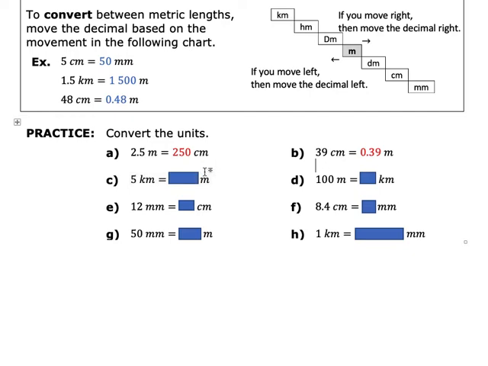C, 5 kilometers is how many meters? 5 kilometers, how many meters? 1, 2, 3 spaces right. So our decimal here, skipping 3 spaces, would make that 5,000 meters.